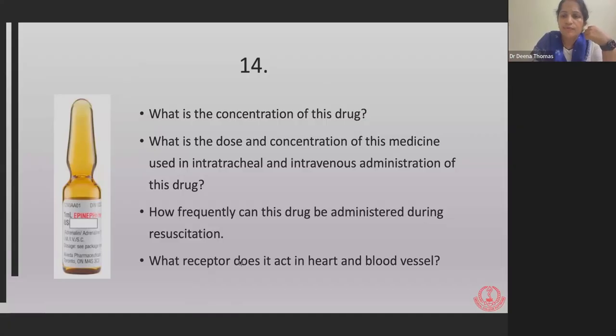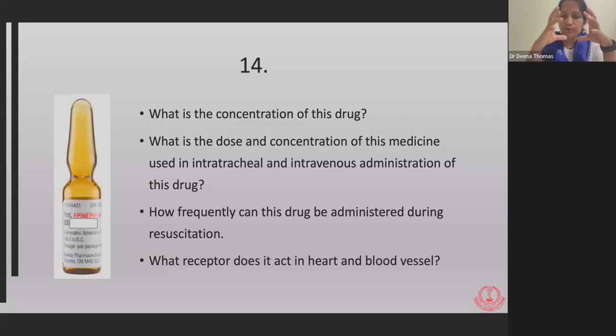What is the dose and concentration of medicine to be used intratracheally? So I have started getting answers. The correct answer is 1 is to 10,000. That is, you have to take 1 ml and mix it with 9 ml of normal saline, make it 1 is to 10,000 and then give 1 ml per kg.